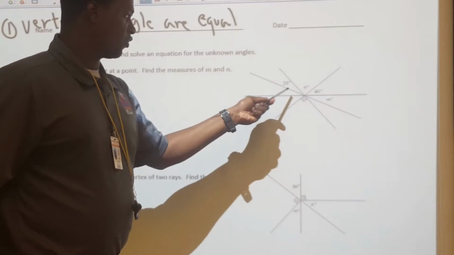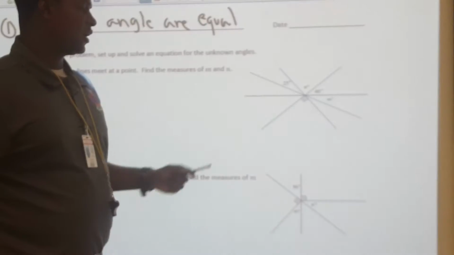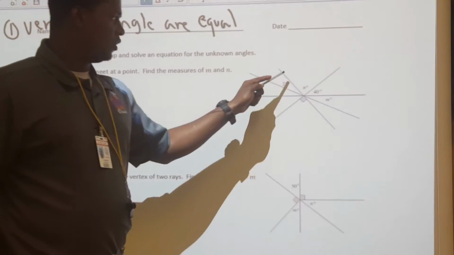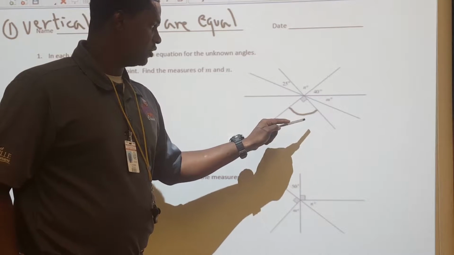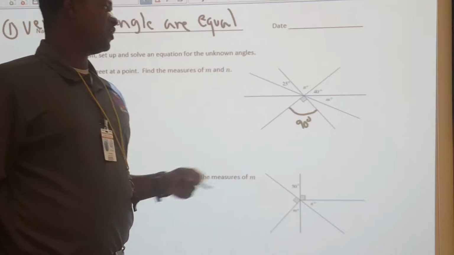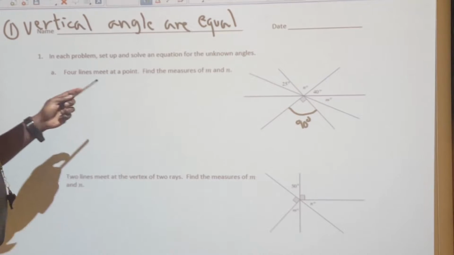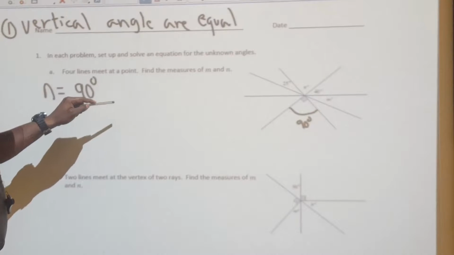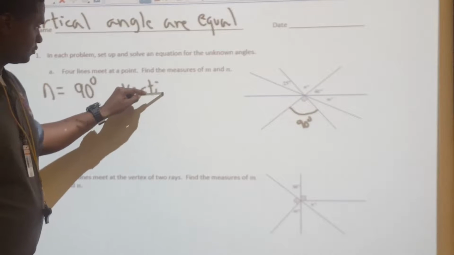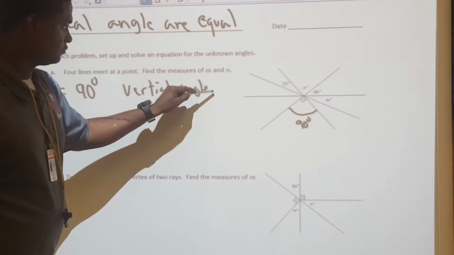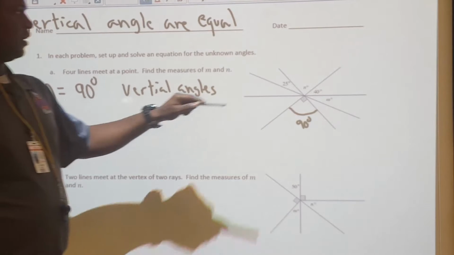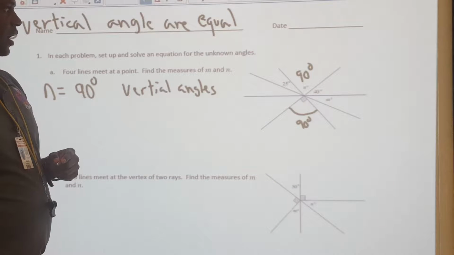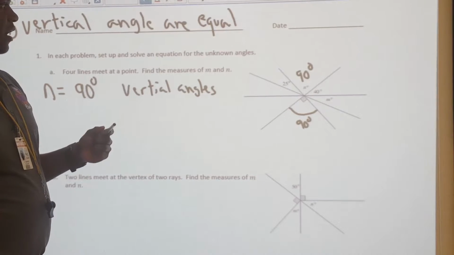If I look at the angle that's vertical to M, I don't have an angle there, so I can't use a vertical angle for M. So let's look at the vertical angle for N. We know that N does have a vertical angle, and that's 90 degrees. So we can set up an equation and solve for N. Vertical angles are equal, so N is equal to 90 degrees because of vertical angles. Now that I have N equal to 90 degrees, I can figure out what M is.